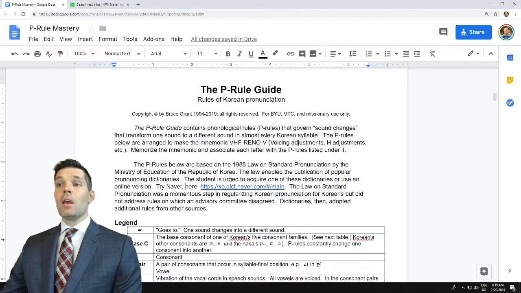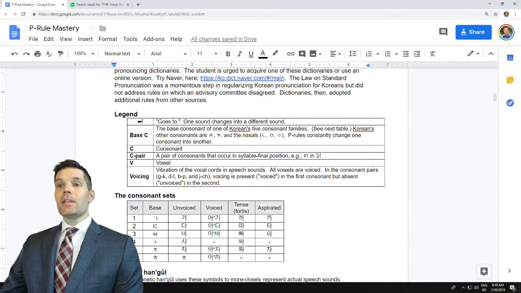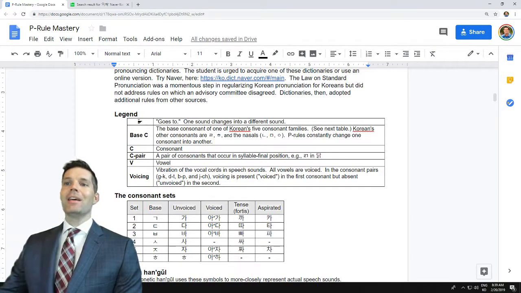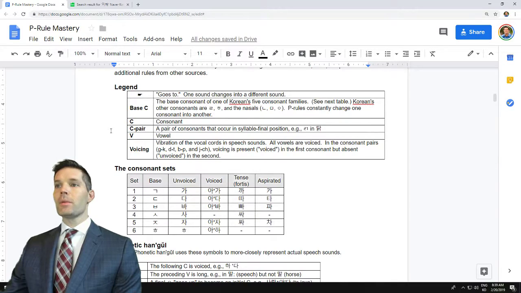The way that Bruce has designed this is through a mnemonic, which is V, H, F, Reno, V. I don't know if that's exactly how you say it, but it has to do with voicing, H sounds, fortisizing, liul, and then some of these other sections that we'll get into. So here's the legend. This hand sign is not pointing at you saying, "What's up?" It's saying "goes to," so it's just saying that this is the change, and you'll see that with different examples as we get into that.